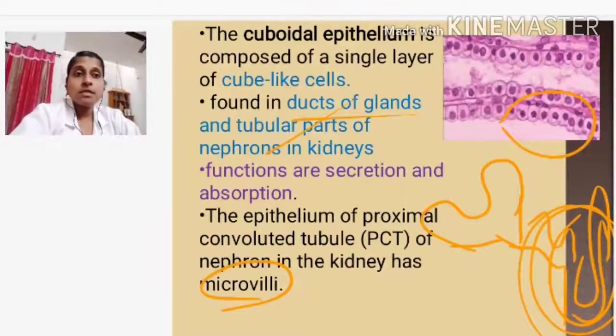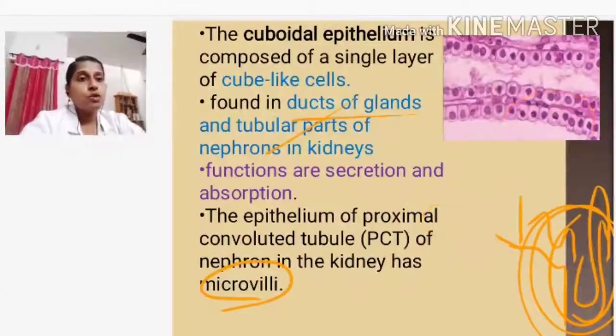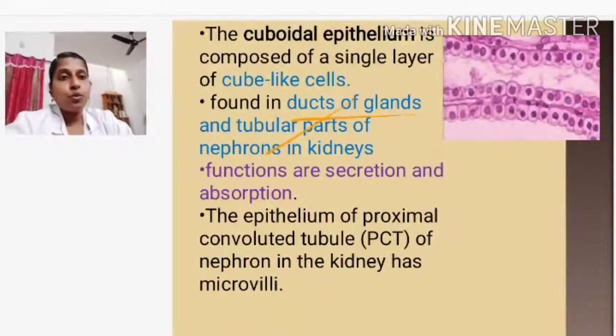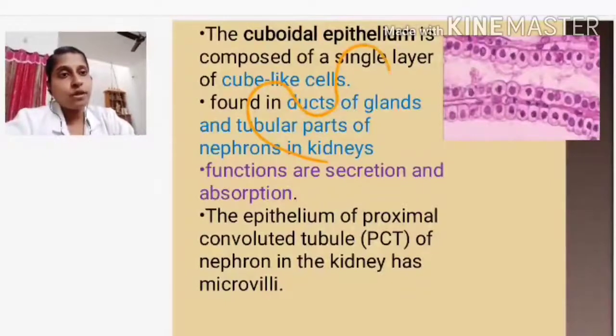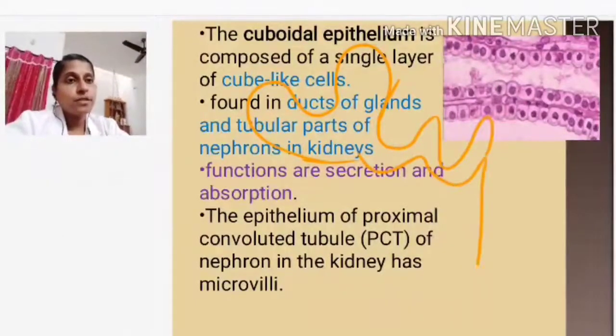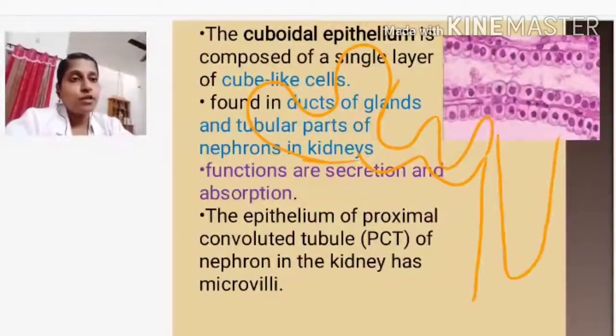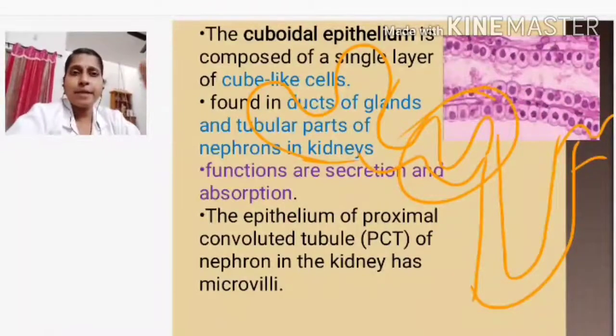So in this you can find the epithelial cell of the PCT. PCT means what? Proximal convoluted tubule. So what is the proximal convoluted tubule? I told you, when you are seeing the nephron, the first one is what? The Bowman's capsule. Okay. And thereafter you find the proximal convoluted tubule. Then you have the loop of Henle, then you have the distal convoluted tubule.